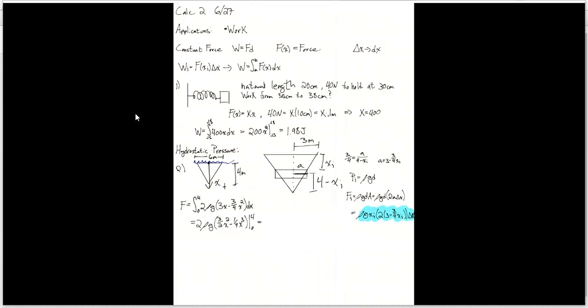And now we can plug in the values for x, rho, and g, and we're going to get a big number of newtons, right? That's 156,960 newtons. That's pretty impressive.